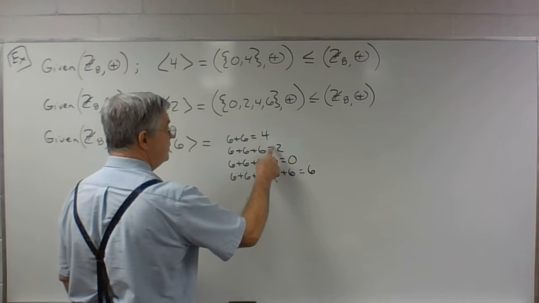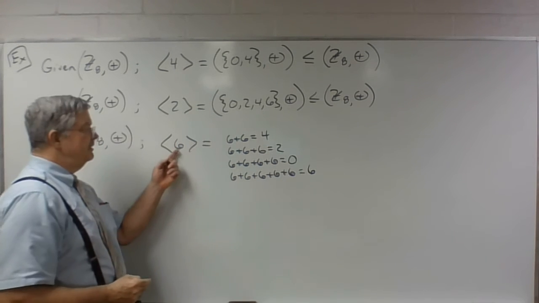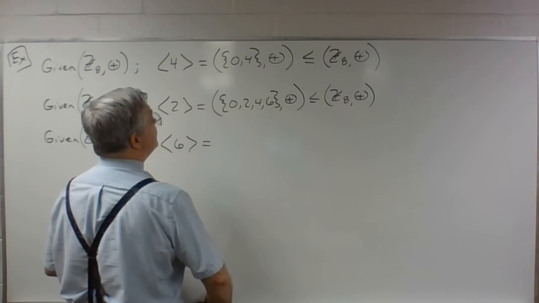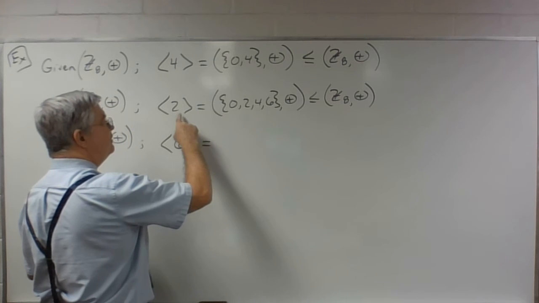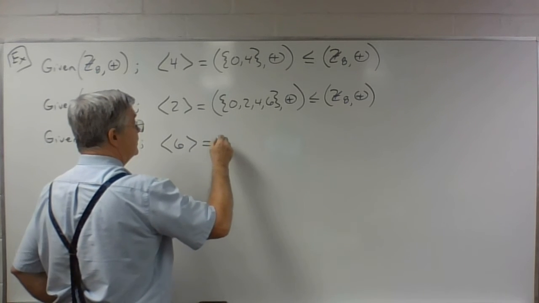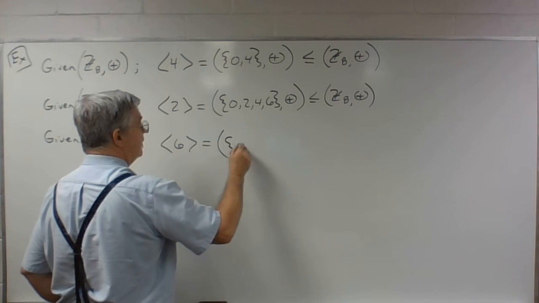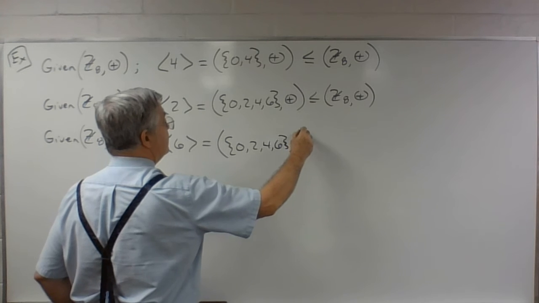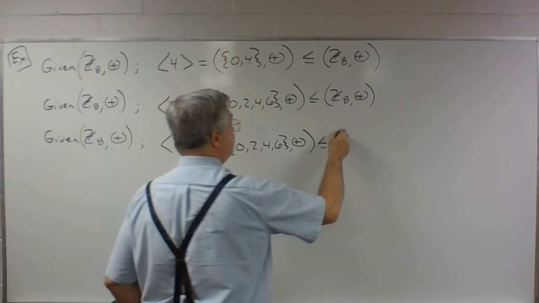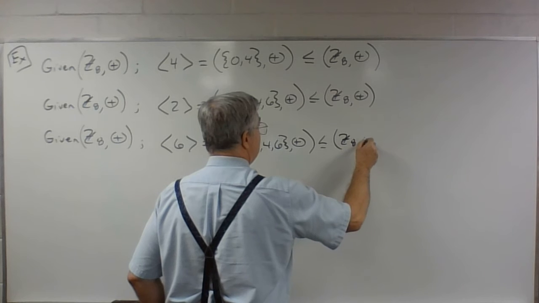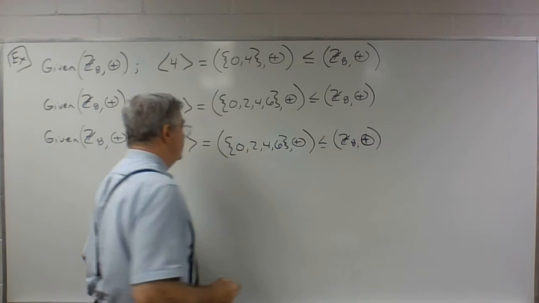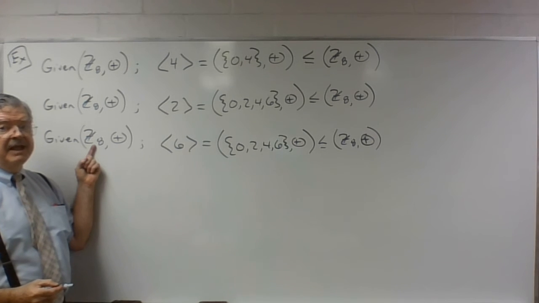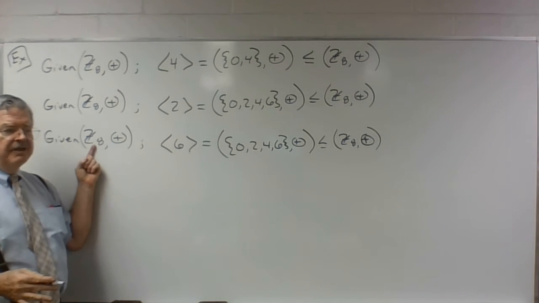So I guess 0, 2, 4, 6, those are the elements generated by 6 mod 8. And that's exactly the same as the group generated by 2. They are one and the same. And that is indeed a subgroup of Z8. Now we'll acknowledge that all of the elements of Z8 that are relatively prime with respect to 8 are going to generate the entire group.